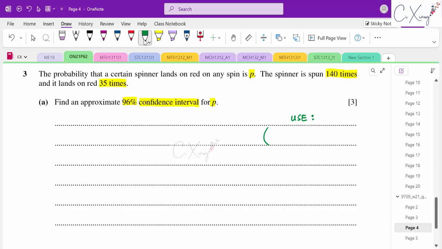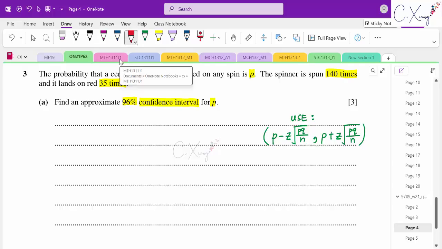The general formula for the confidence interval for P, let's recall it here. The formula is P minus Z times the square root of PQ over N. This is the lower limit. And the upper limit of the interval is P plus Z times the square root of PQ over N. Then let us start. First of all, we need to find the value of P. We have 35 times red out of 140 times, so I take 35 divided by 140 to get P, the probability or the proportion. From this question, you should get 0.25 for the value of P.